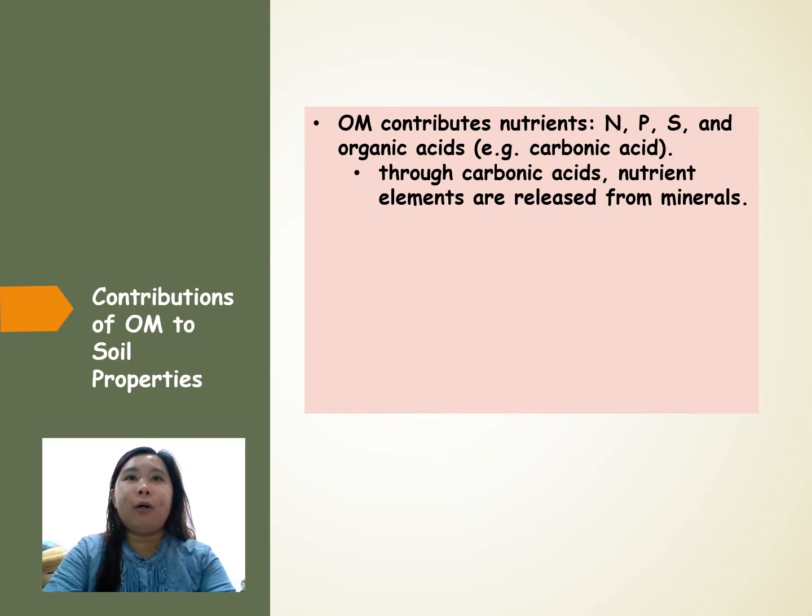Organic matter also contributes some of the nutrients for plant growth, such as nitrogen, phosphorus, sulfur, and organic acids, such as the carbonic acid. And through carbonic acids, nutrient elements are released from minerals, so they are mineralized or become available for plant uptake.